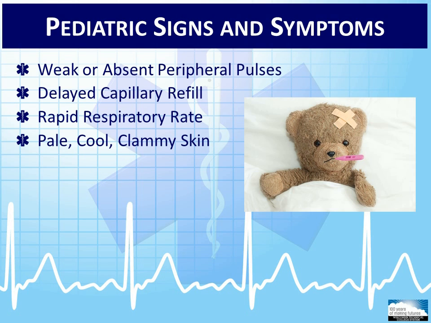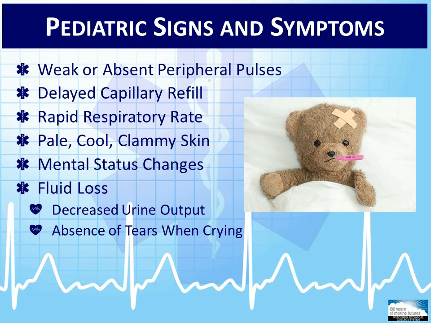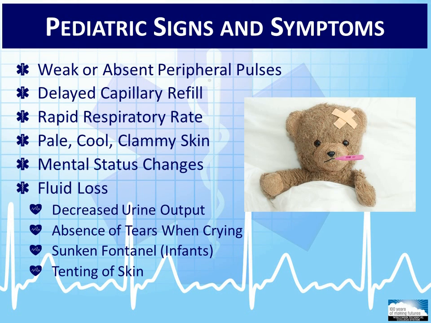As the body loses its ability to adequately perfuse the brain, mental status changes are common. In instances where fluid loss is an issue, the child will have decreased urine output. In younger children, this means dry diapers or fewer wet diapers. The absence of tears when crying may also be a sign associated with dehydration. Dehydrated infants may have sunken fontanelles, and tenting of the skin may be noted as well.